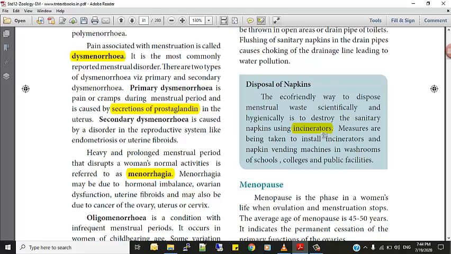That is an incinerator. Measures are being taken to install incinerators and napkin vending machines in washrooms of schools, colleges and public facilities. So this is the most eco-friendly way of disposal of napkins.